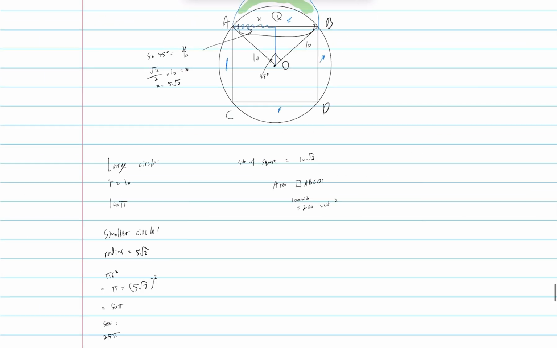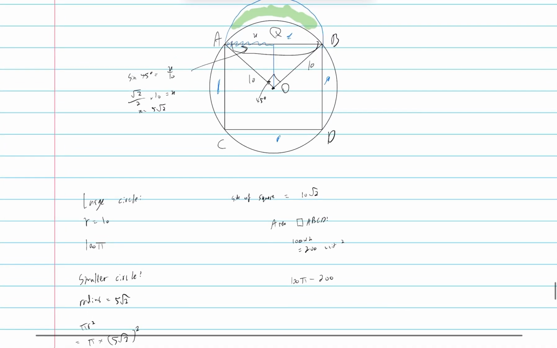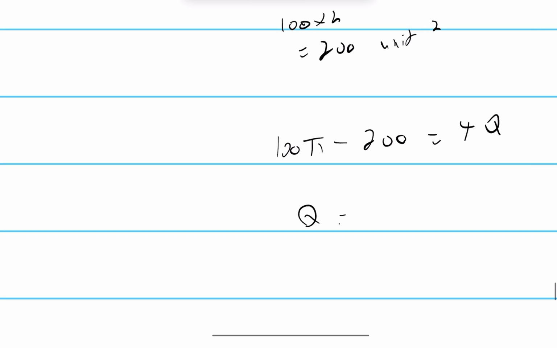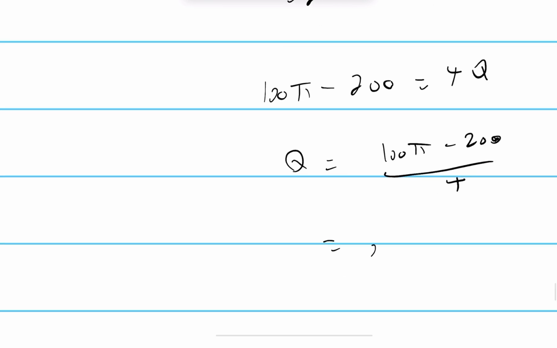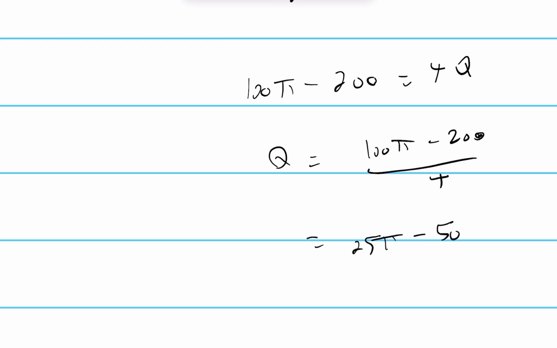Now we'll do 100 pi minus 200, and that's going to be the area of 4q. To find q, we divide it by 4, and you will find that this is equal to 25 pi minus 50.